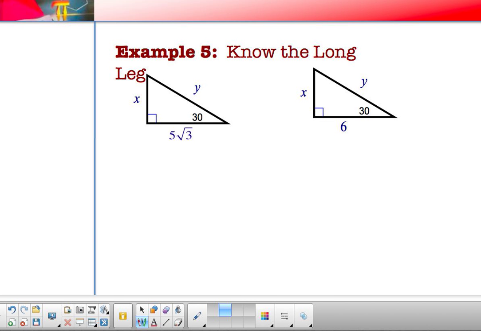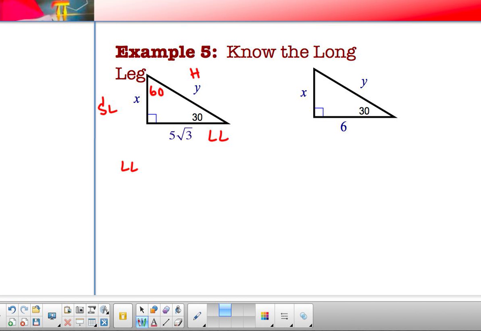Okay, so let's label my triangle first. My 30 degree is here. So my 60 is up here. So across from the 60 is my long leg. Across from the 30 is my short leg. Across from the 90 is my hypotenuse. Again, you still must find the short leg first.